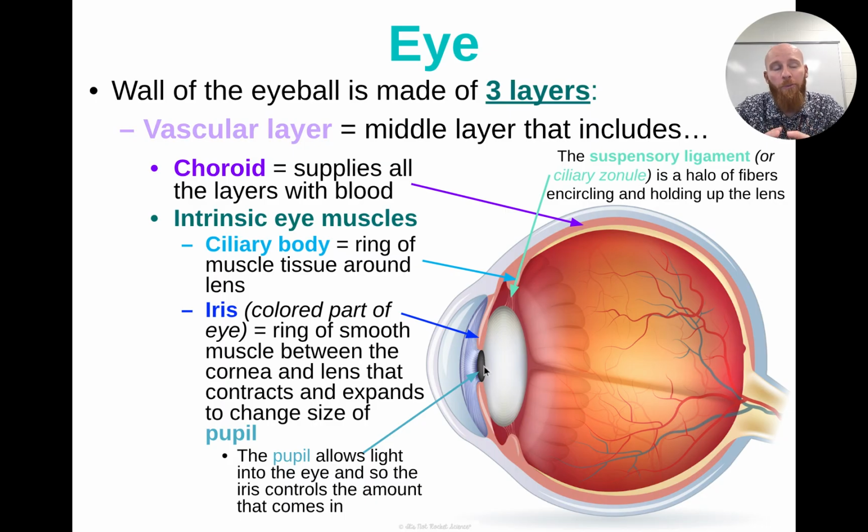Okay, so when your pupil dilates, that is because your iris is either contracting or expanding in order to change the overall dilation of your pupil. The pupil is what allows light into the eye, so the iris is going to basically contract or expand in order to let more or less light into the eye. And then you have a suspensory ligament. Suspensory because it suspends. It's basically what holds up the lens as well. Okay, so it's a little halo of fibers that hold your lens up and in place.